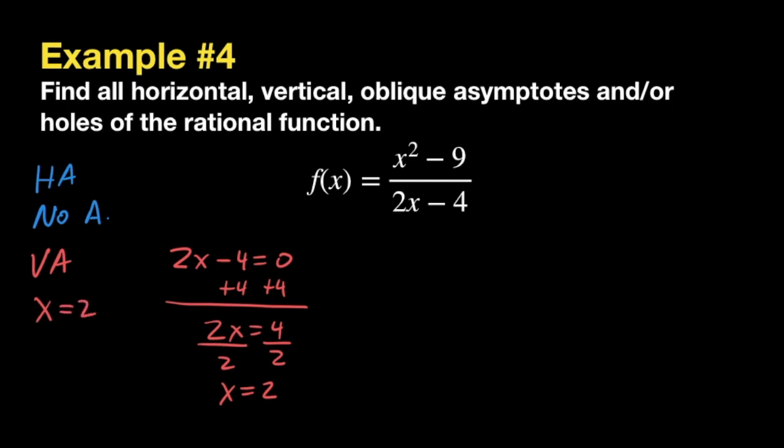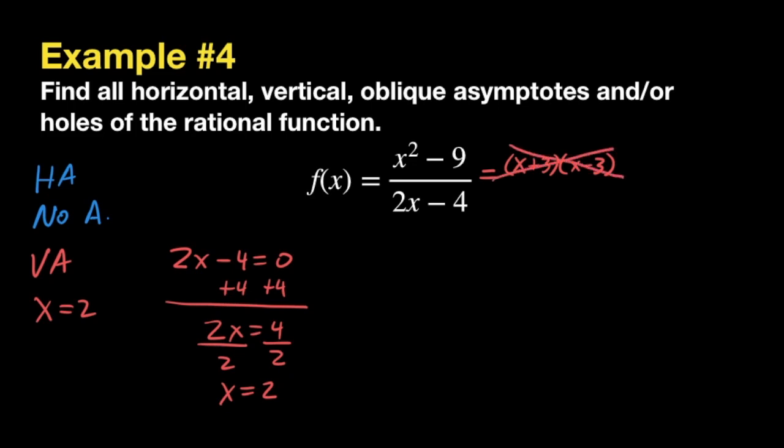We cannot factor this one. That's going to be the simplest form. If we were to factor the numerator, we will get x plus 3 and x minus 3. But that's not going to cancel anything right here. So we know that we're not going to have a hole. So we don't need this part.